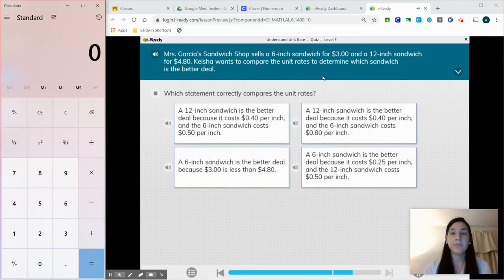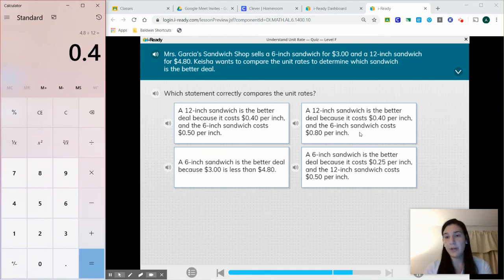Which statement correctly compares the unit rate? So first, let's find our unit rate. We're going to do $3 divided by the 6 inches, which will give us 50 cents per inch. And then we have a 12-inch sandwich for $4.80. So we're going to do $4.80 divided by 12. Okay, 4.8 divided by 12. And that's going to give us 40 cents.